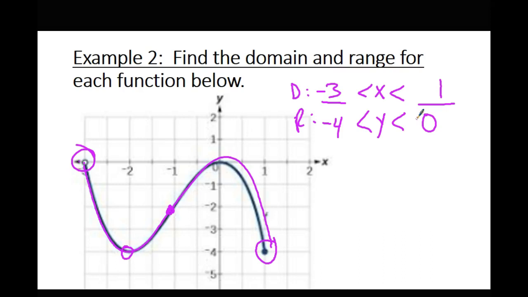You guys ready? Closed dot means the point exists. So at this point, for -4 and also for 1, y can equal those things. X can equal 1 and y can equal -4. But over here, this is an open dot, which means you can't actually get there. It's like a hole in the graph. So x cannot actually equal -3, so we don't put an equal sign underneath. Okay? Now, can y equal 0?